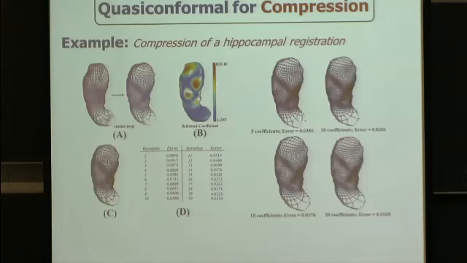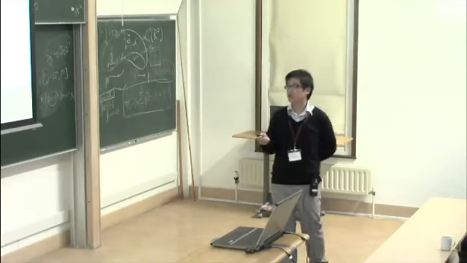So here is an example. We have a healthy hippocampus surface, and then this is a hippocampus from a patient over different times. The hippocampus surface is deforming, and we compute the registration between them based on the geometric matching registration that Tony has mentioned. Then we compute the Beltrami coefficient, and we use the Fourier series to compress it.